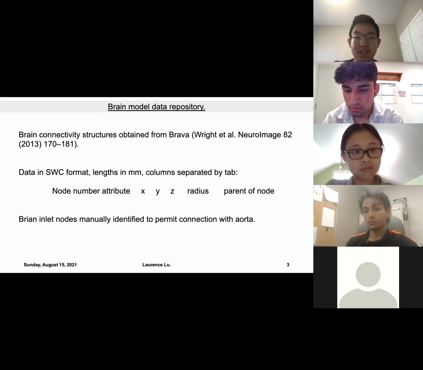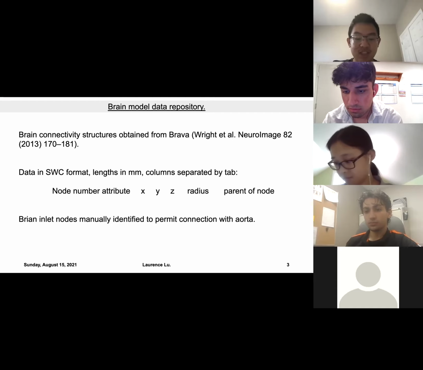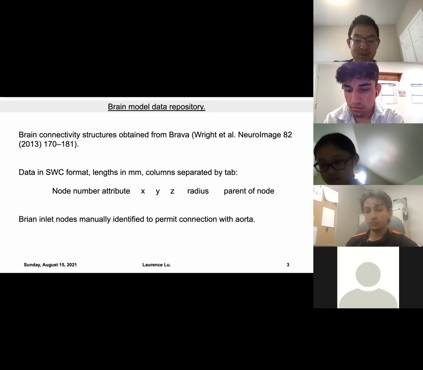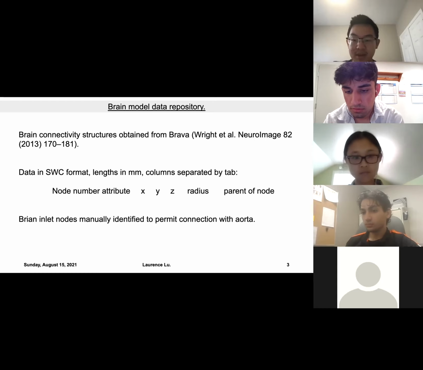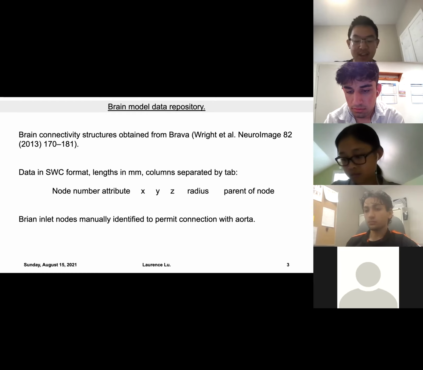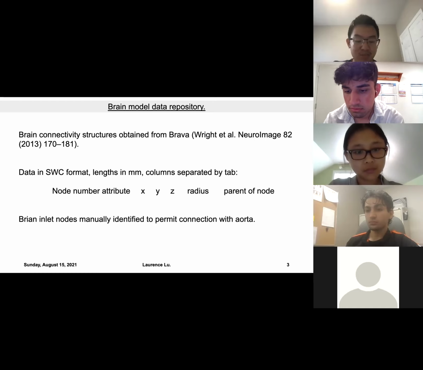This data was able to arrange the characteristics of the branching brain structures in a table of 6 columns labeled node number attribute, the X coordinate, Y coordinate, Z coordinate, radius, and parent of node, where the lengths are in millimeters and the columns are separated by a tab. This data will be useful in finding coordinates of carotid inlets and potentially finding bifurcation points, where a parent node branches off to 2 distinct nodes.